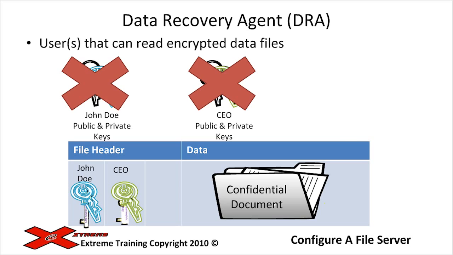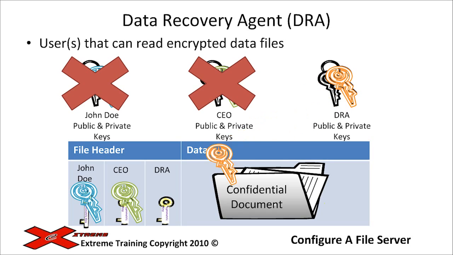To overcome this, a DRA or even multiple DRAs are created. In the header of the file, another copy of the symmetric key is created and encrypted with the public key of the DRA. The DRAs normally have access to all encrypted files on the network. Because of this, they normally are attached to an account that is used only in emergencies. In some companies, they may go even so far as to have half of the DRA password known by two separate people. Unless both people agree to enter in half the password, the DRA account cannot be used.